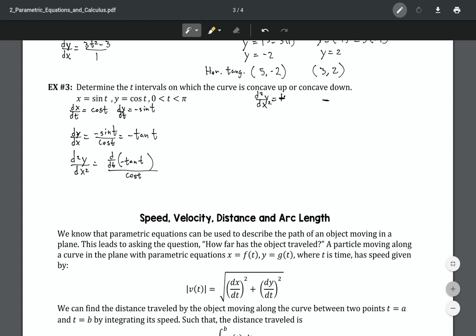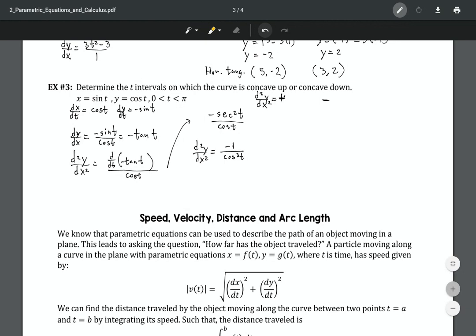So I'm going to come over here now. The derivative of tangent is secant squared, so secant squared t over cosine of t. Now remember, secant is 1 over cosine. So really what I have here is the second derivative is going to be equal to negative 1 over cosine cubed of t.